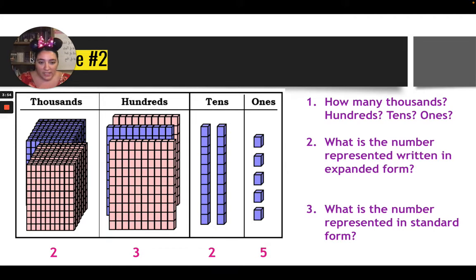Written in expanded form, you should have 2,000 plus 300 plus 20 plus 5. And then what is the number represented in standard form? 2,325. Okay, so take a look. If you need a moment to check your work, pause the video before Ms. Gomez moves on. All right?